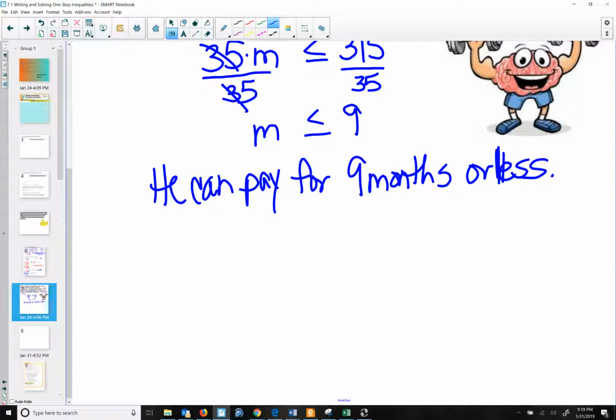So let's practice a few in your packet. And basically the point there is just to get you to understand when you have to flip and when you don't have to flip.